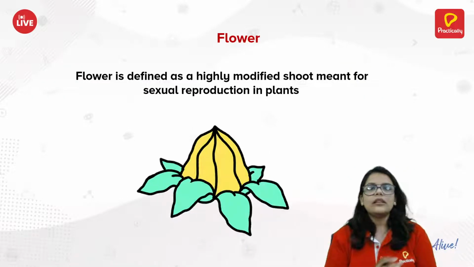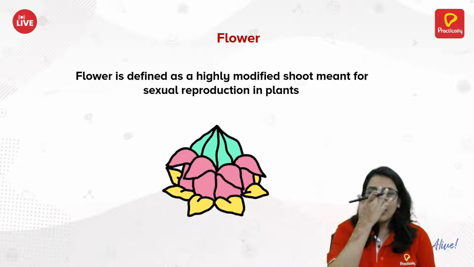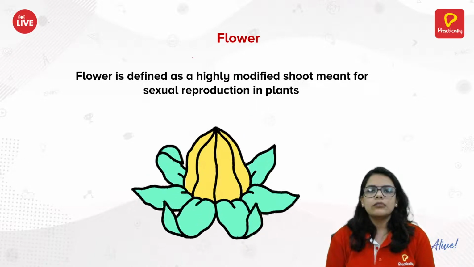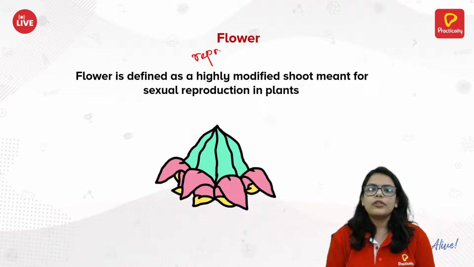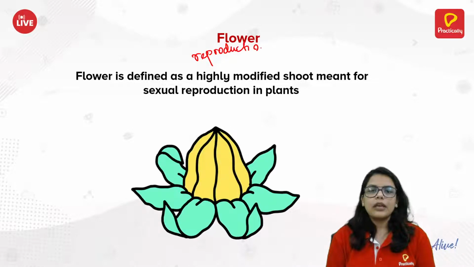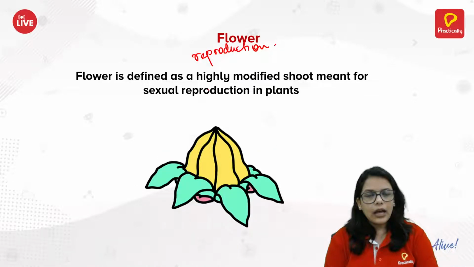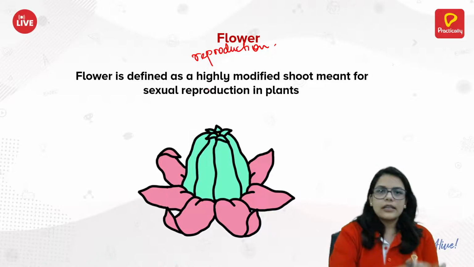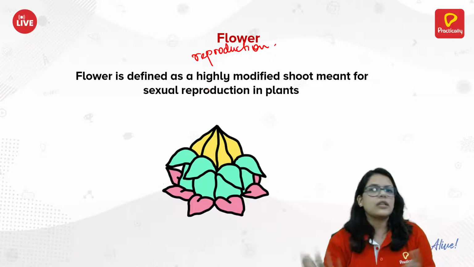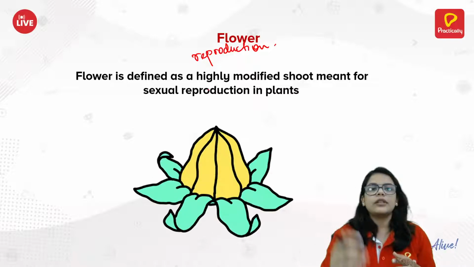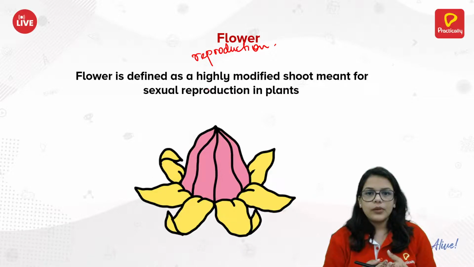Finally, flower. So what is a flower? Flower is present there for reproduction. Plants have both kinds of reproduction: there is asexual reproduction, and there is sexual reproduction. Asexual reproduction can be seen in vegetative propagation, etc. But when it comes to sexual reproduction in plants, that is done with the help of the flower. A flower is basically a highly modified shoot that is meant for sexual reproduction in plants.